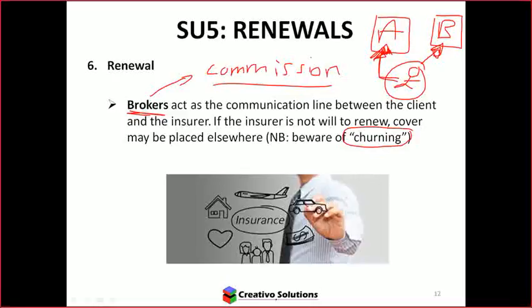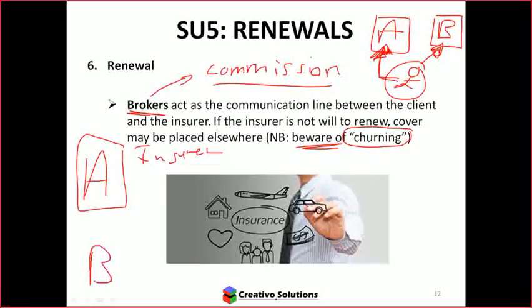It's the best interest of the insurer. Of the broker. Broker, yes. Okay, so be careful. So churning, beware of churning. Churning is looking at when you take someone from one insurer, and then we move them to another insurer.